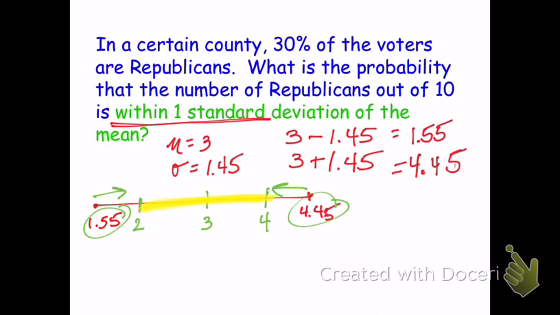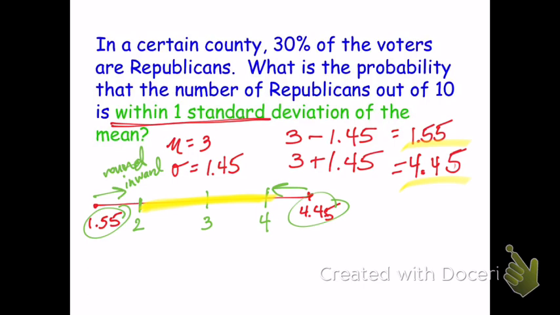Because when I'm within 1 standard deviation, I get a decimal. You can't use the decimals, but you want to round inward. So the smallest one goes up, the biggest one goes down. And I want to find the probability that it's 2, 3, or 4. So I could do 2 things. I could do binom PDF of 2 plus 3 plus 4.